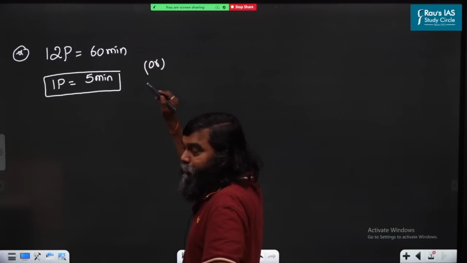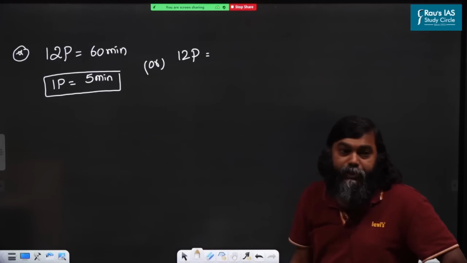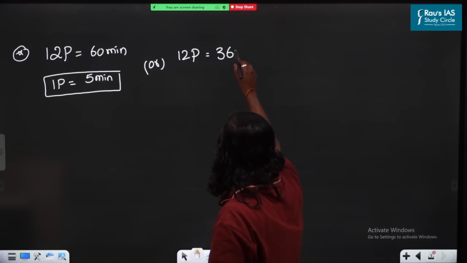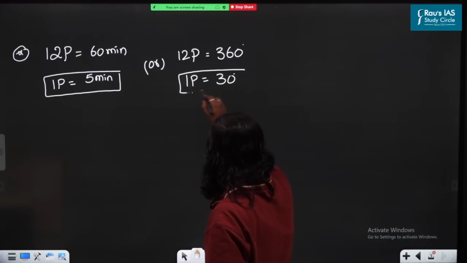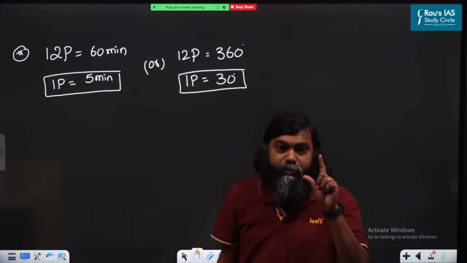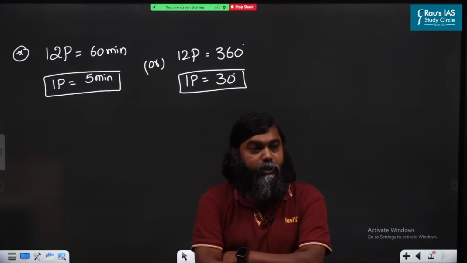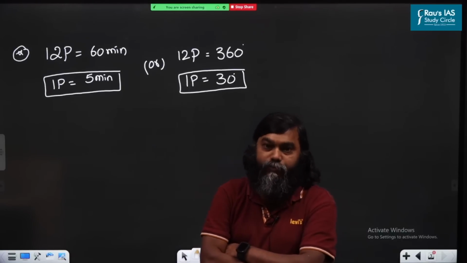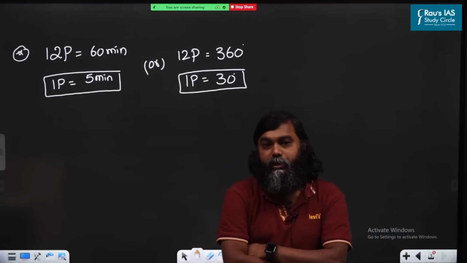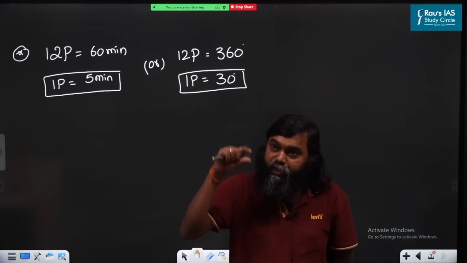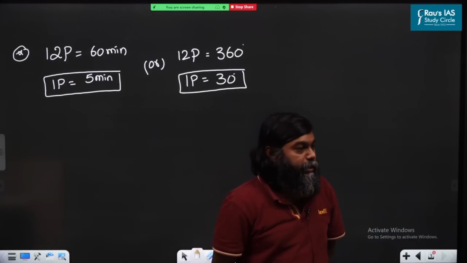Full circle is divided into how many equal parts? 12 equal parts. And a full circle means how many degrees? So 12 equal parts is called 360 degrees. So 1 part is how many degrees? That means gap we always say in terms of time or in terms of angle. UPSC asked gap in terms of angle, gap in terms of time also they asked. So 1 part means how many minutes? 1 part means how much gap in degrees? 30 degrees.